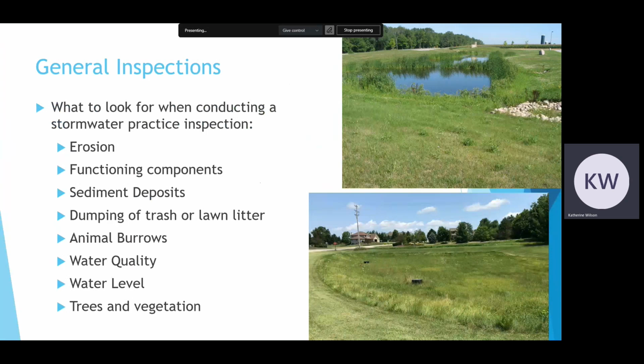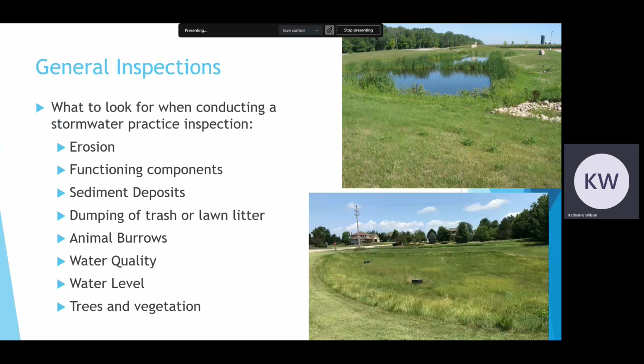So this is a general list of items to look for when inspecting stormwater practices. Take note of any erosion. If everything is functioning, try to determine if the basin area is filling up with sediment, if there's any lawn litter or yard debris dumped in the area, if you notice any animal damage, especially if there are animal burrows. Take a note of overall water quality. Is the water level at the designed water elevation? Are there trees and vegetation growing in areas that there should not be?